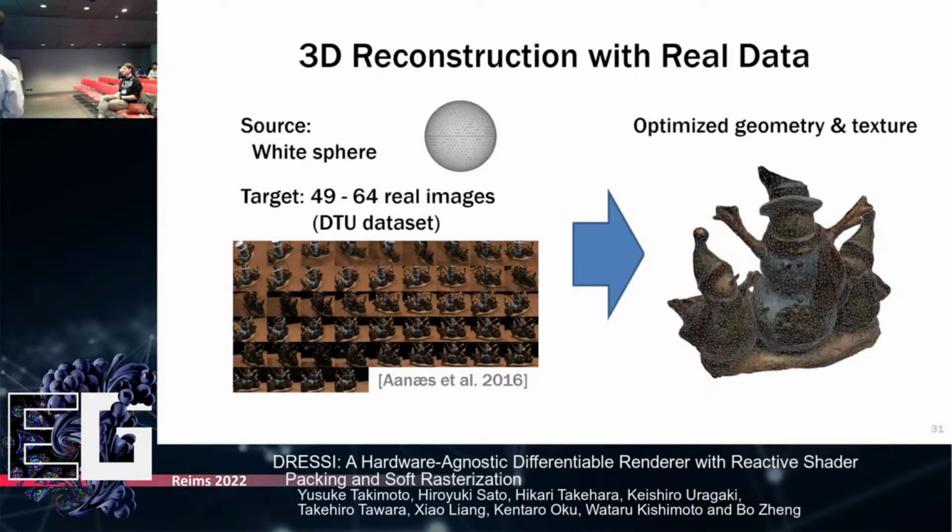And next is the 3D reconstruction experiment. It's similar to the previous sphere one, but the input source is a white sphere geometry, and the target is 49 to 64 real images taken from the DTU dataset. So this is actual images captured by an actual camera, and we try to fit this white sphere to the images and get the optimized geometry and texture.